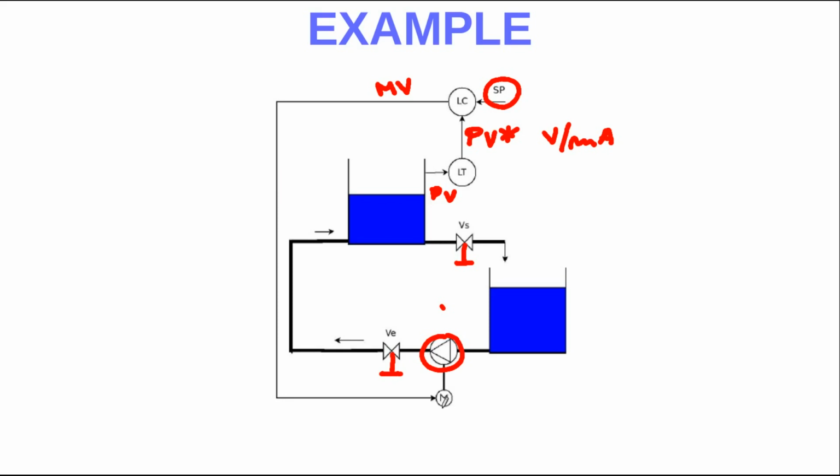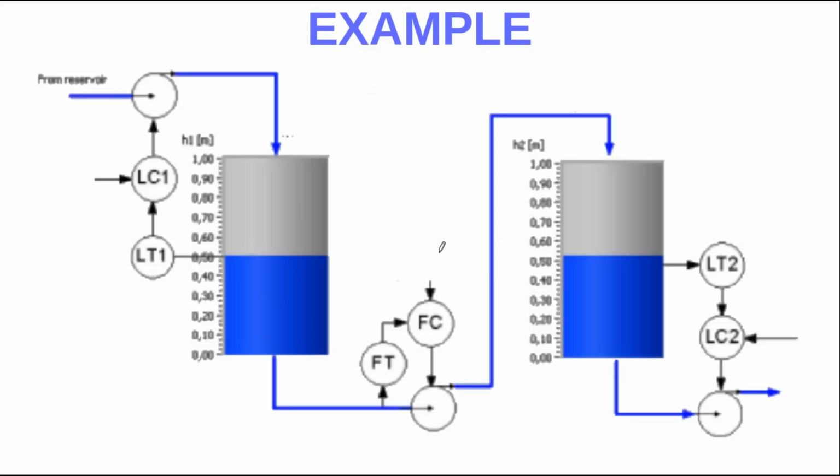The motor makes the pump make the water go to the upper tank. Let's have a look at these several feedback control structures. As you can see here, we have a level control structure, with a different number of this level control structure to make the difference between them.